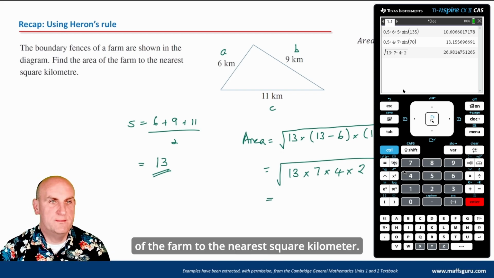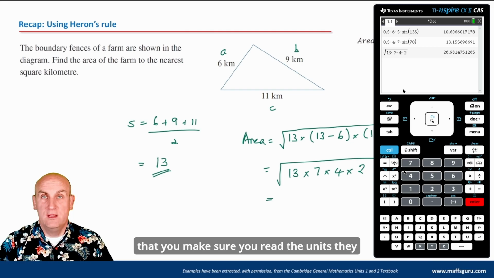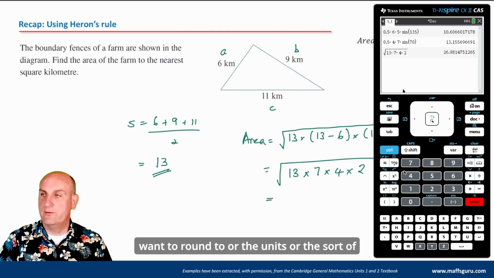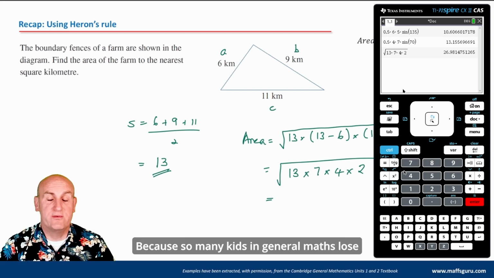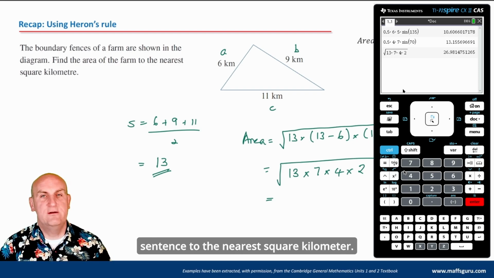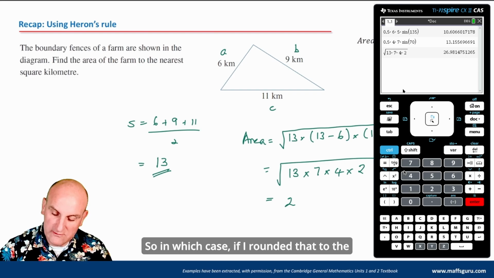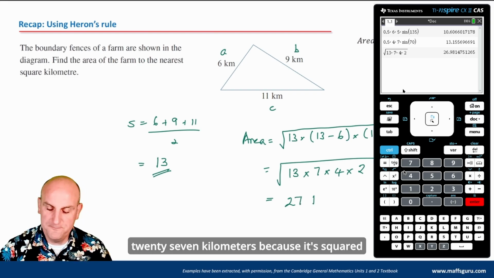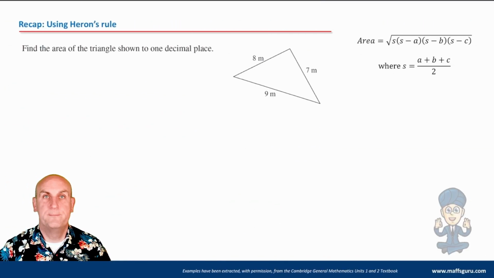Find the area of the farm to the nearest square kilometre. And again, it's really, really important that you make sure you read the units they want to round to, or the accuracy, because so many kids in general maths lose marks by just ignoring the rest of the sentence. To the nearest square kilometre, that means to the nearest whole number. So if I rounded that to the nearest whole number, it would give me 27 kilometres. Because it's area, I would do squared.